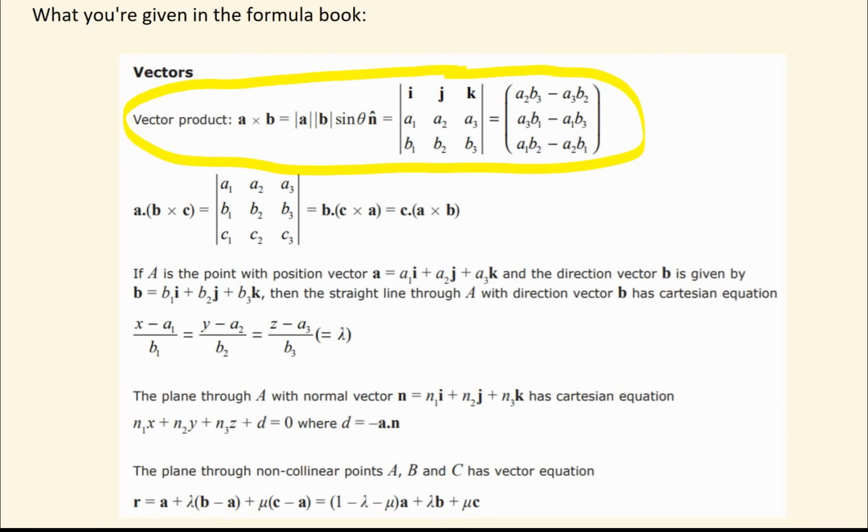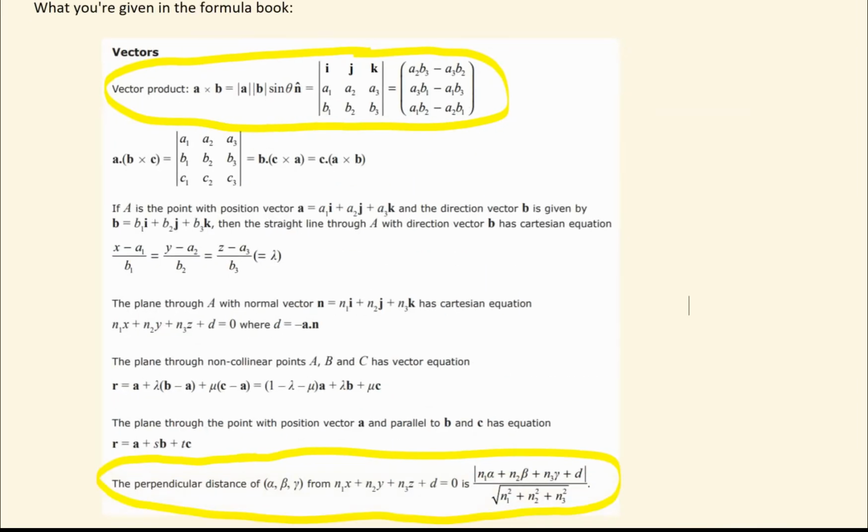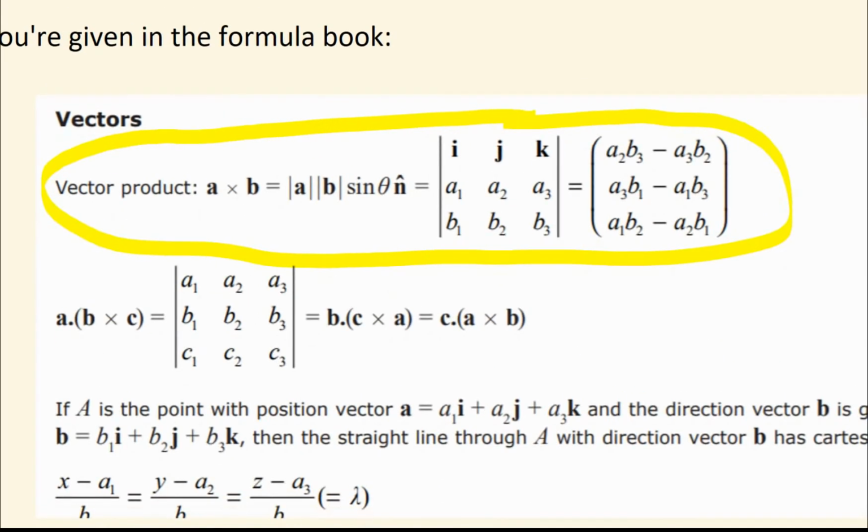Before I get started, one more thing to go through is what you're given in the formula book. This is basically the formula section for all stuff on vectors. Basically the only important thing is highlighted. You're told how to do a cross product, or at least this determinant matrix trick, which does save you a job.